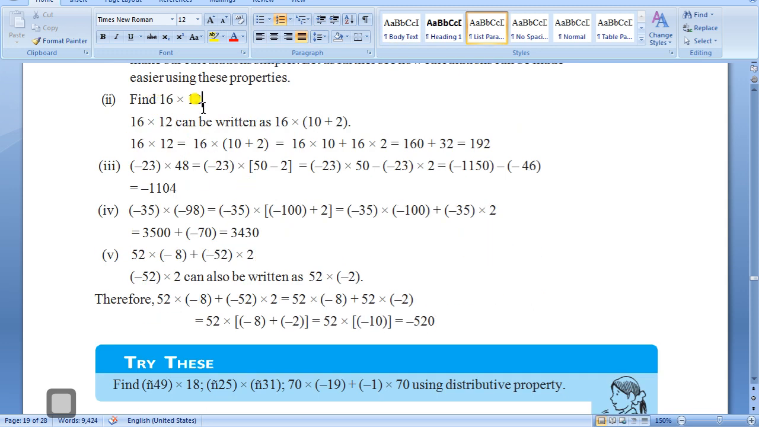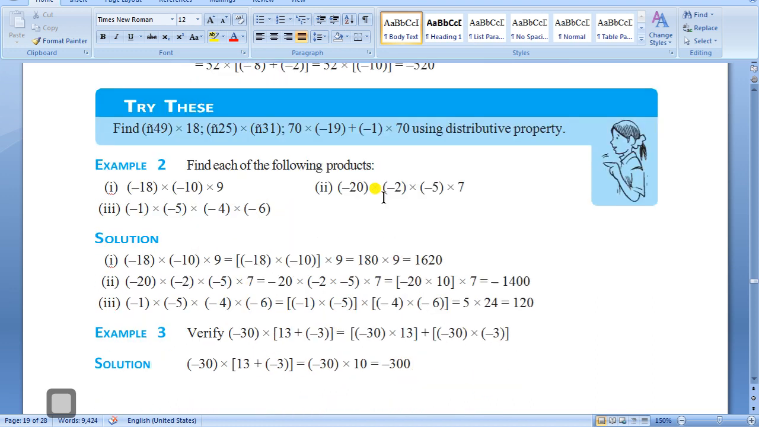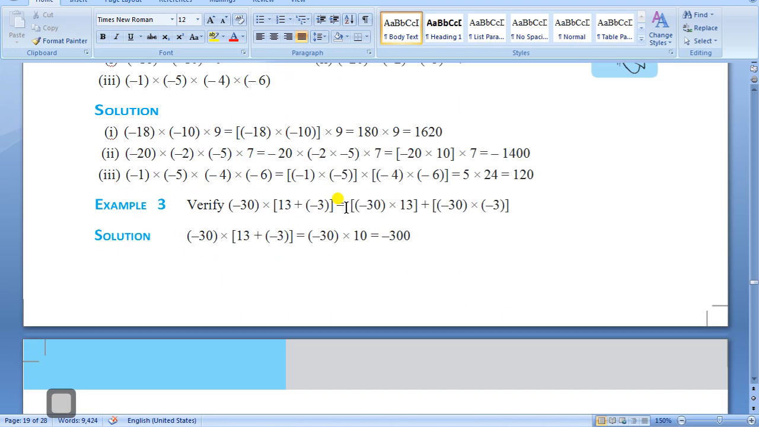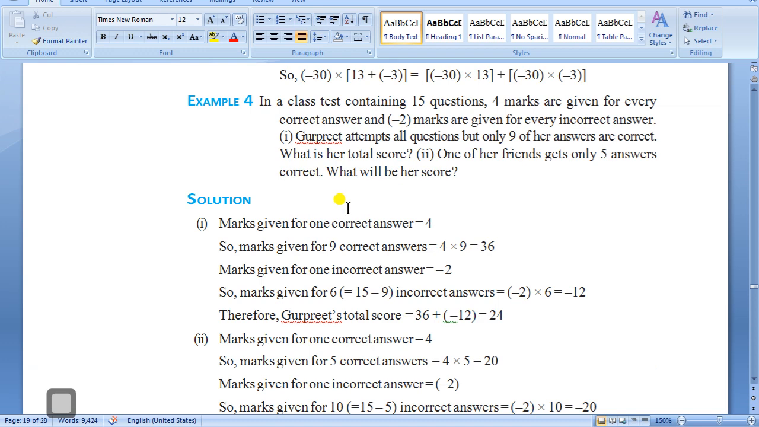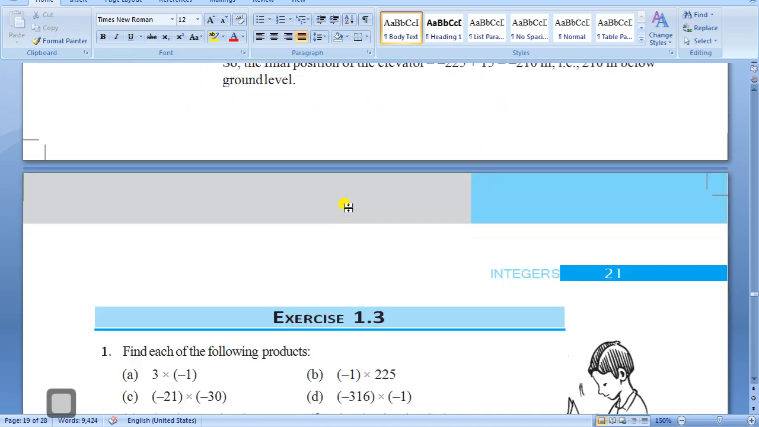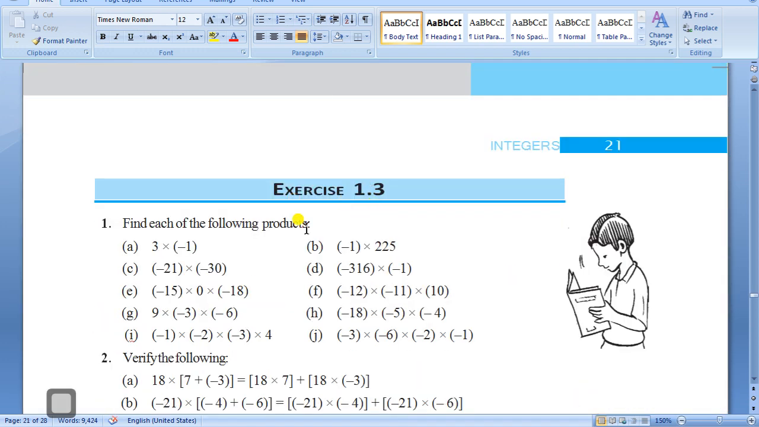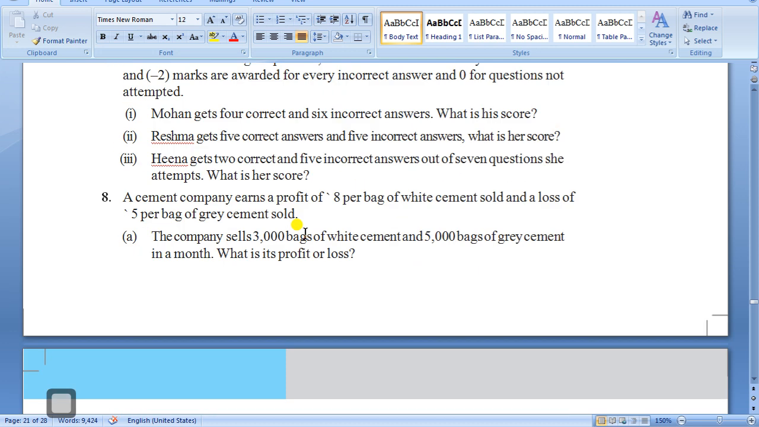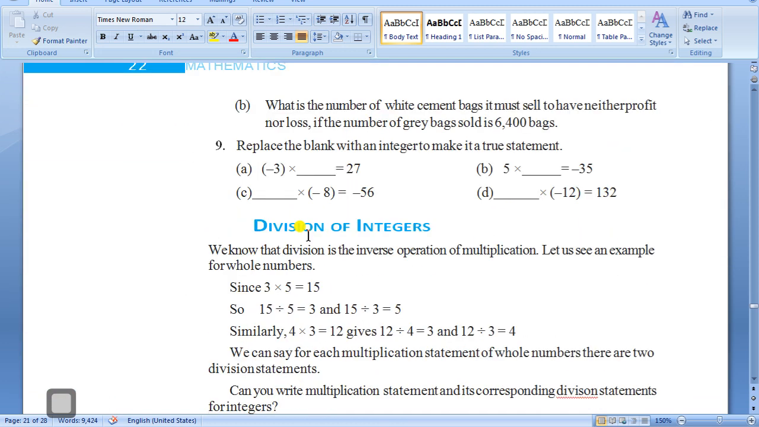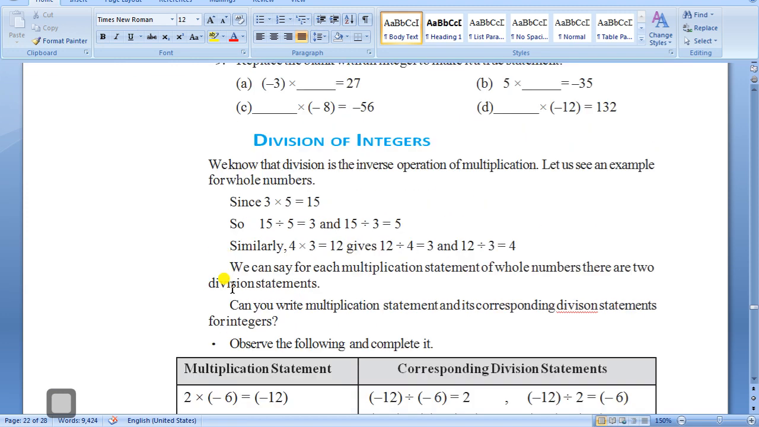Let us further see how calculations can be made easier using these properties. Let us find 16 into 12, or you can write 12 as 10 plus 2, so 16 into 10 plus 2 is 16 into 10 plus 16 into 2, and we are getting 192, right? These are some given examples we can find out, and exercise 1.3 will deal with these.